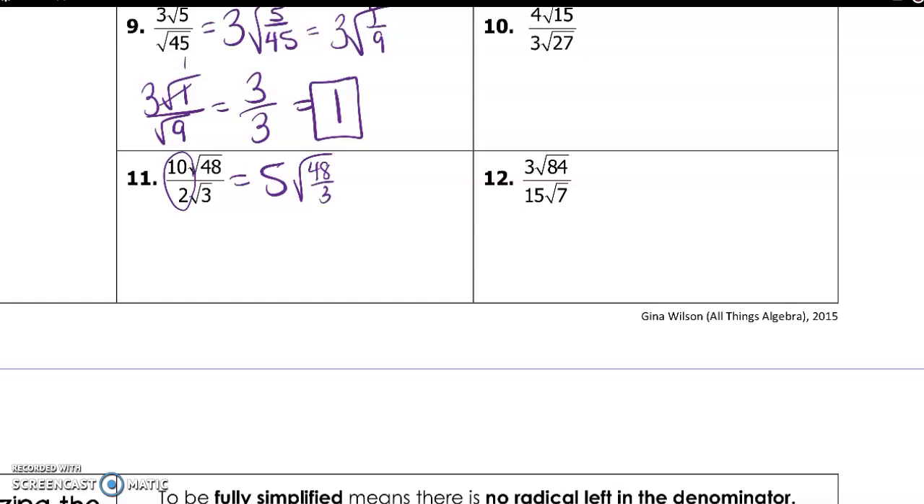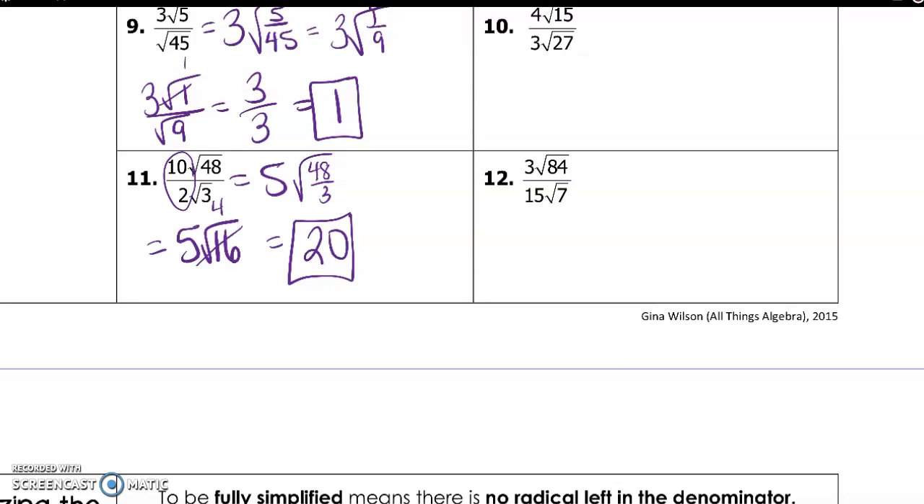Again, if you don't need to write that step out, great. Just do 48 divided by 3 in your calculator, and you will notice you get 16. So 5 square root of 16. Square root of 16 becomes 4. 5 times 4 is 20 for our final answer.